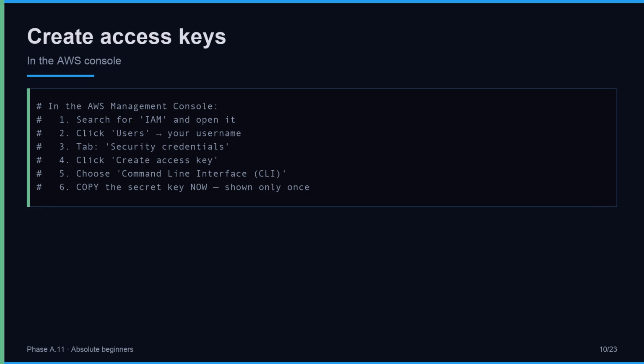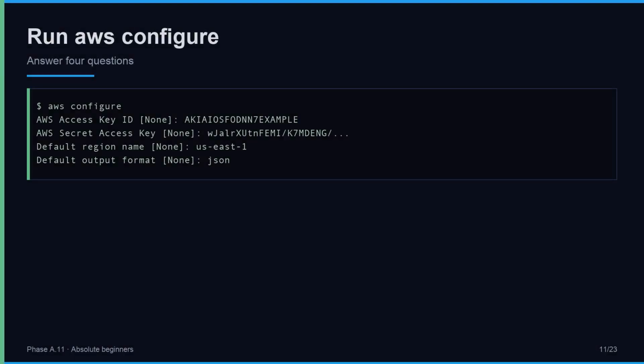Amazon shows you two values, an access key and a secret access key. Copy the secret key immediately, it is shown only once. If you lose it, you must delete the key pair and create a new one. Paste both values somewhere safe, like a password manager, before continuing. Now run AWS Configure in your terminal.